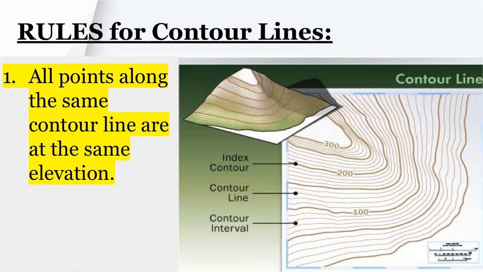Okay, hopefully you got those all right, and even if you didn't, as long as you understand them, that's the important part. All right, so next up we're going to talk about 7 different rules for contour lines. So number 1, all points along the same contour line are at the same elevation.